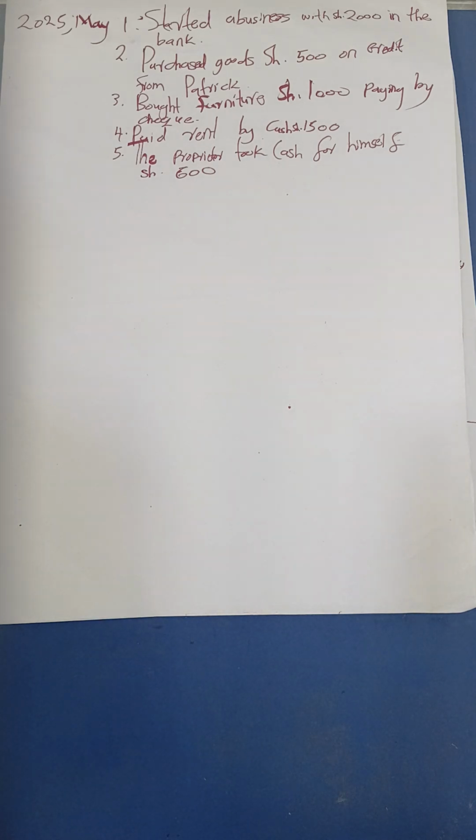Now, let's start with the first one. In every transaction, we are going to open two accounts, depending on the question, because in the double entry rule, we'll have two effects. Either we gain or we lose. Now, so we proceed. Started a business with 2,000.